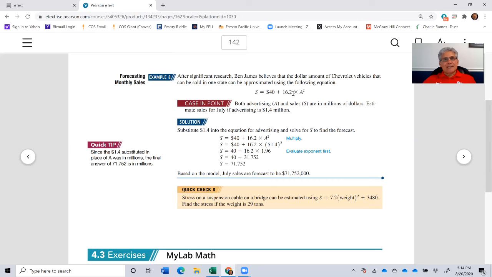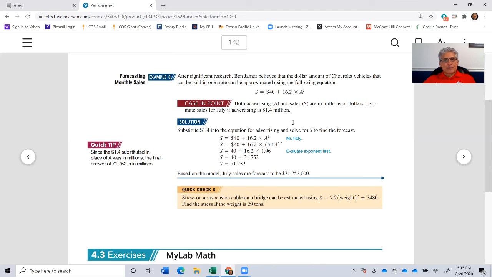So this took a little bit of research. We're simply going to be given the formula, and we have to solve for the unknown variable. What do these variables represent, or at least what does the A represent? Because we already know what S means. A is advertising. So what we're really trying to do is see the relationship between the amount spent in advertising and how that's going to impact sales. This formula suggests that there is a relationship. So let's estimate sales for July if advertising is 1.4. Advertising, which is A, is 1.4 million.